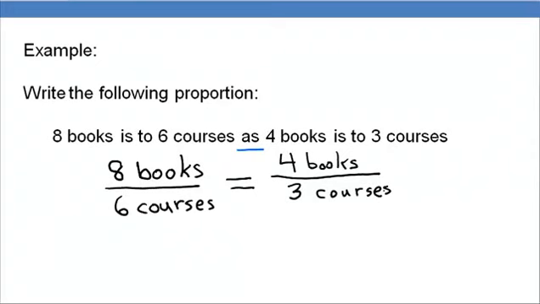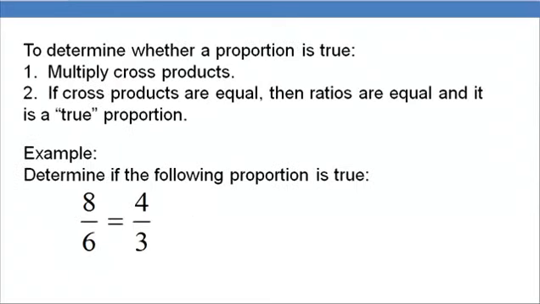So that is a proportion. Notice that our units or labels on the numerators are the same. It's books in both, and in the denominators the labels or units are the same. It's courses. Next, we'll determine whether a proportion is true. To do so, we will multiply the cross products. So we're actually going to multiply across the equals on the diagonals. That is a cross product.